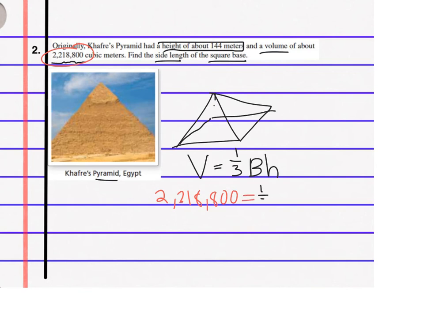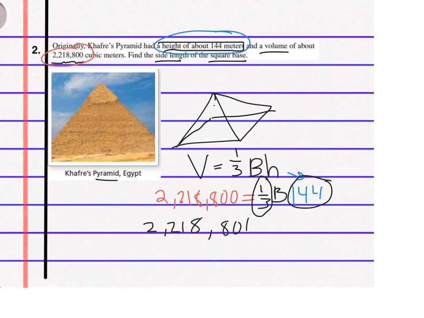Let's keep the 1/3. What else do we know? We know the height. Height is 144. I'm going to keep B because I don't think I know anything about B, but I do know that the height, the H, is 144. Now, it's up to you how you want to do it. Personally, just to make the numbers a little easier, I do 1/3 times 144 first, or 144 divided by 3, just to make the numbers a little smaller. That's my personal preference, not required. That gives me 48.